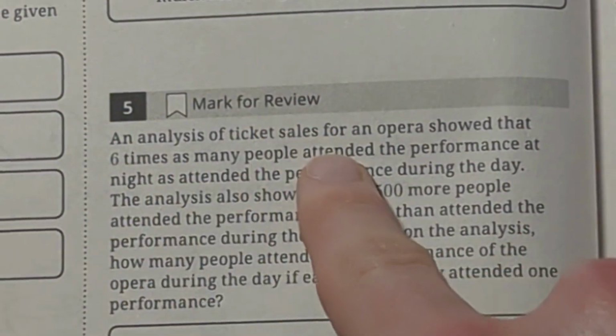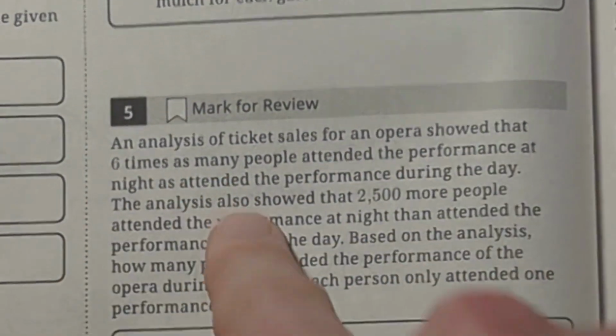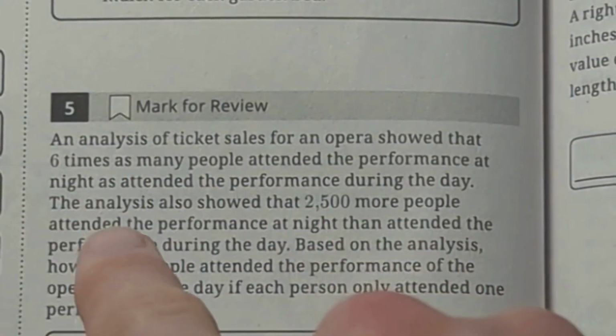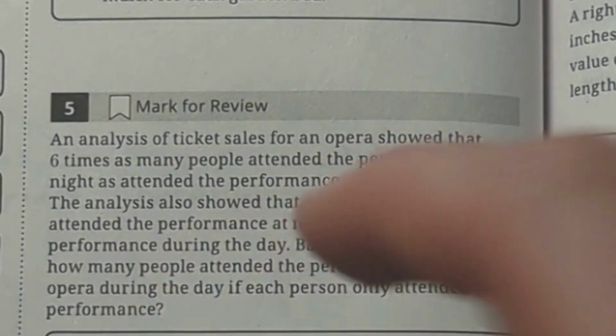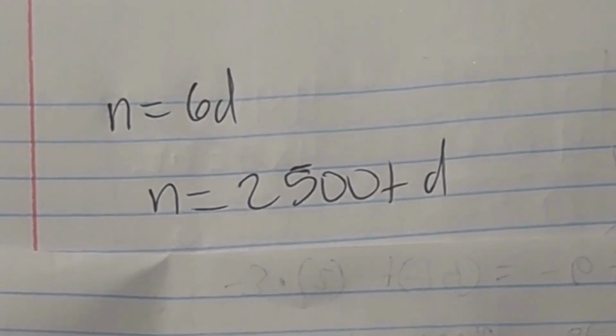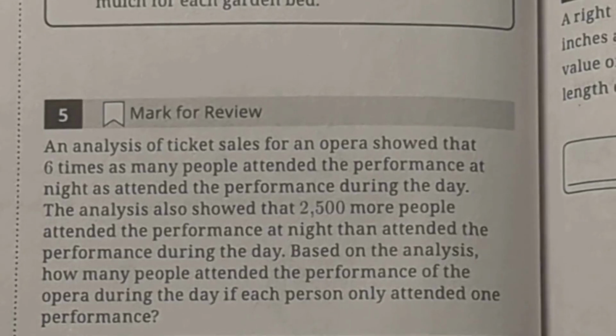6 times as many people attended the performance at night as attended during the day. Done. First equation, done, right there. Next, go straight for the second number. 2,500 more people attended the performance at night than the day. That's easy as that. No need to look further. Second equation, boom, done. Go straight for the question.